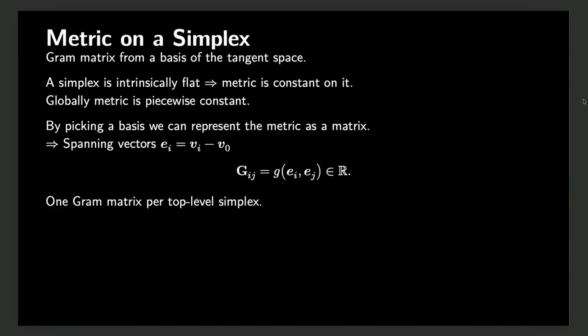bases. One possible basis that's particularly simple is to take vertex 0 and look at all the vectors emanating from it to all other vertices. And if you then compute the dot products between them, this is what would give rise to this Gram matrix.